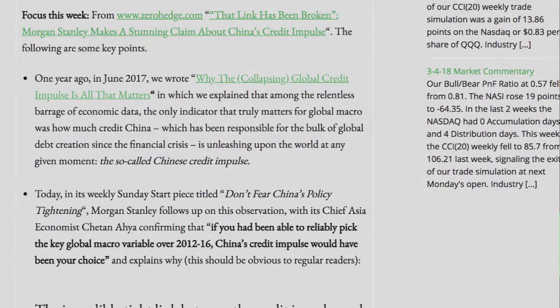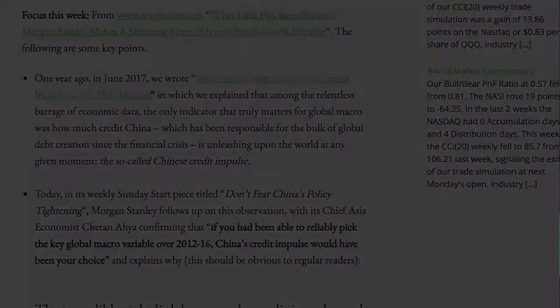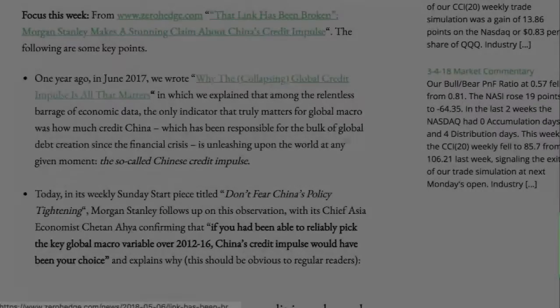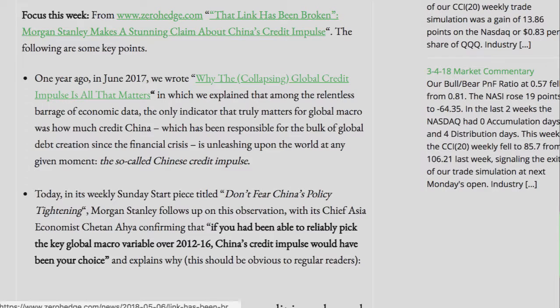Focus this week from www.zerohedge.com. That link has been broken. Morgan Stanley makes a stunning claim about China's credit impulse. The following are some key points.